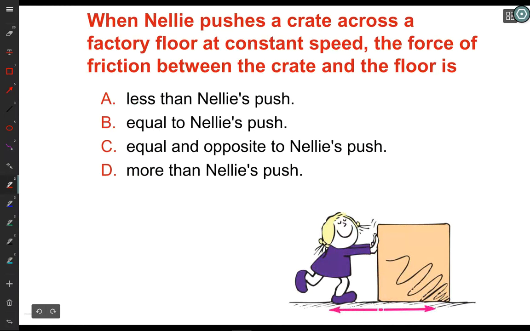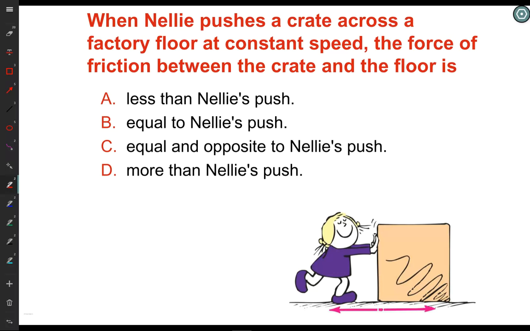Okay, this is a repeat of something we talked about earlier. When Nellie, who is apparently this little purple dressed girl, pushes a crate across a factory floor at constant speed, the force of friction between the crate and the floor is... so she's pushing it along at a constant speed. I'm pushing Amber's drink at constant speed. It's not static. Maybe equal? Okay. Equal is correct.